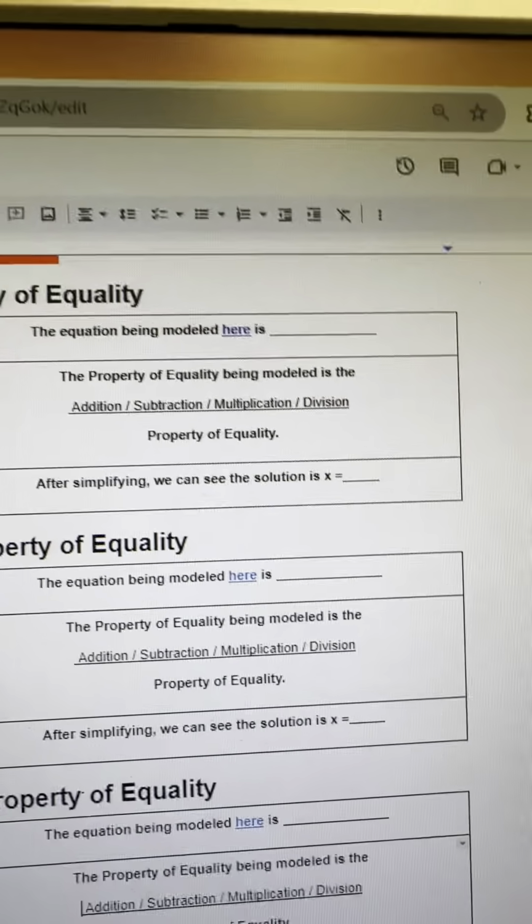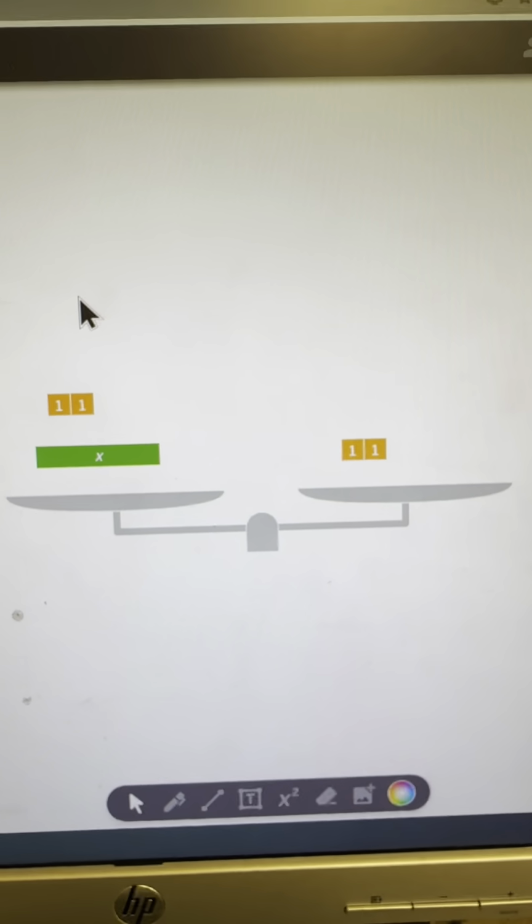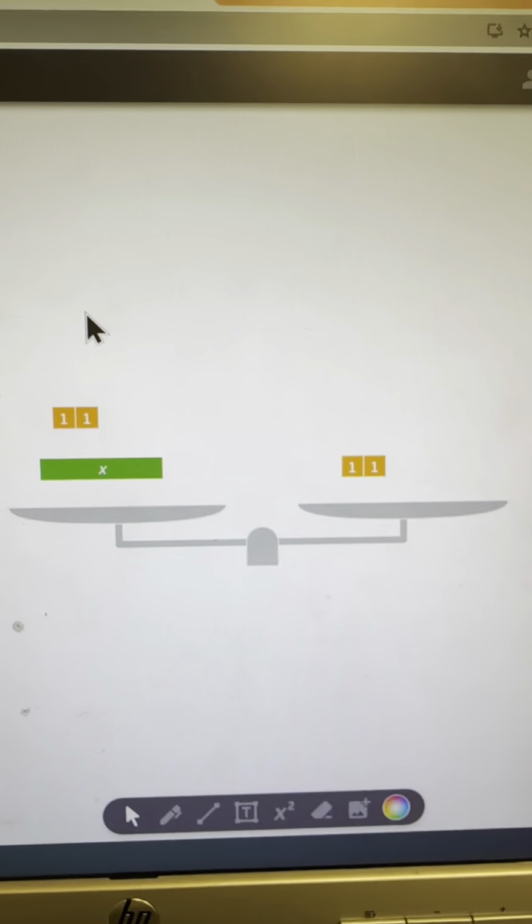modeled. So you're going to click on where it says here, and it's going to take you to the website that's going to show you the equation. So here's our equation here, and make sure you take a screenshot of this, and then make sure you paste it into the Google Doc.